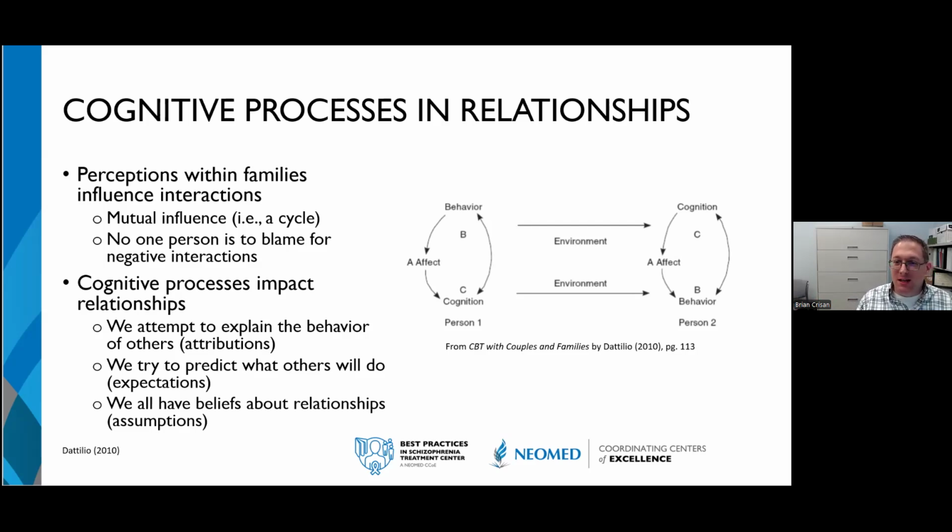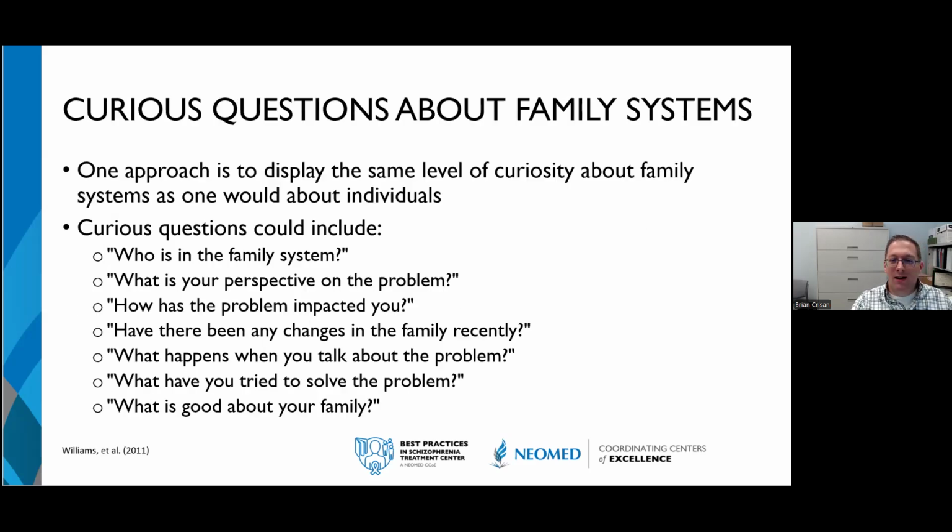Simple example, but this is how conflict starts sometimes in families, right? People have different perceptions. And so that's kind of what we're talking about here, is working with that and helping people process and work through that. And so one technique is we talk a lot in our general training about just asking curious questions. Now, when we talk about it in individuals, we're talking about getting to know their experiences of psychosis. But you can take the same curious questions and just apply that curiosity to family systems.